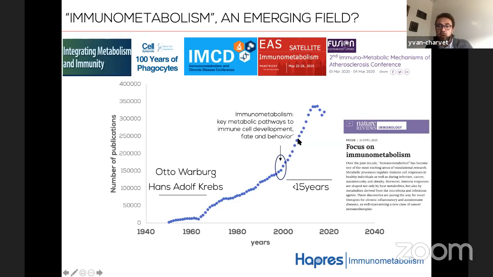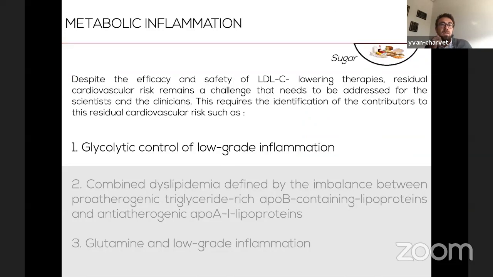And Ed and Connor have spoken a lot already about all this recent literature that has been described on macrophages and fatty acid oxidation and mitochondria. So what I would like to do today is divide the presentation into three steps: the three most important nutrients, which are sugar, fatty acid, and amino acid. And I will start with the glycolytic control of low-grade inflammation.